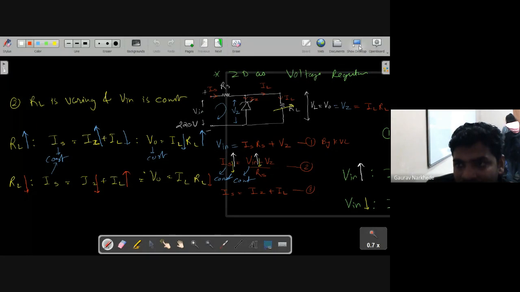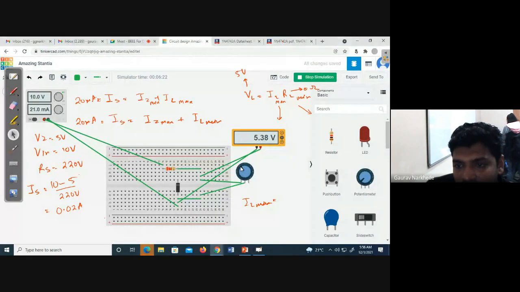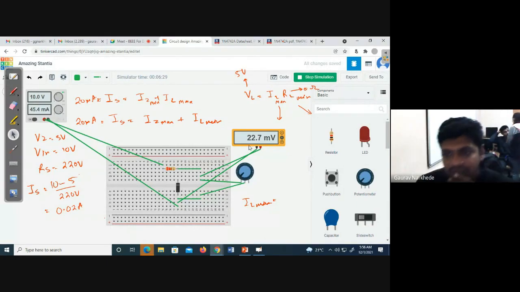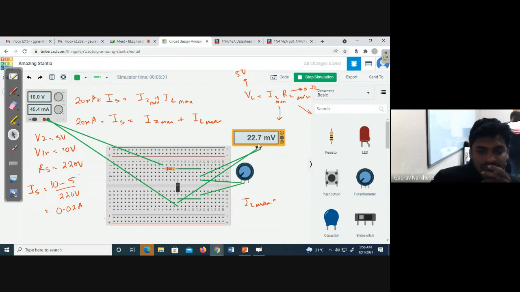right. We have to reduce RL. So here I am just decreasing the value of resistance, right? And if I am decreasing the value of resistance, you are not getting output constant, correct? Are you getting? No, sir.